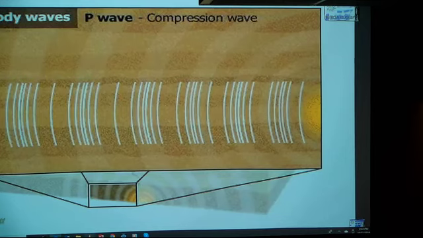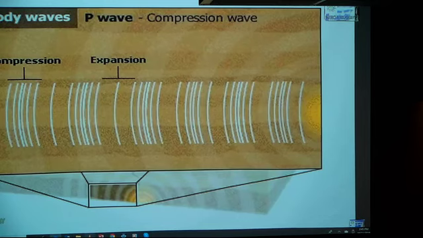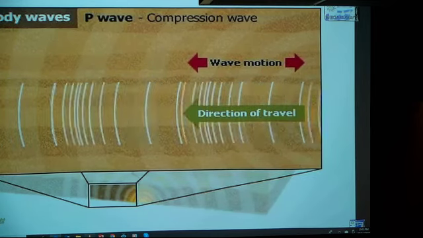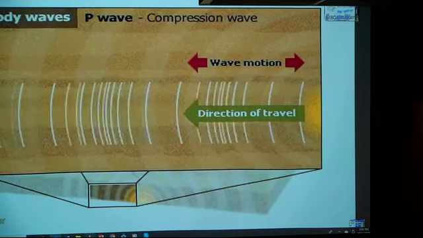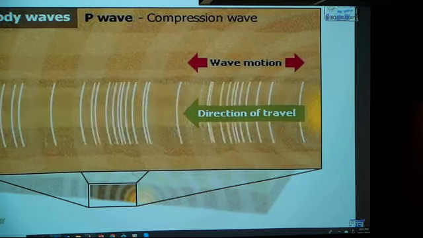A P wave is a compression type wave. Rocky material in its direction of travel compresses, then expands as the wave passes. A P wave is similar to a wave traveling through a spring. The coils compress and expand in the direction the wave is traveling.